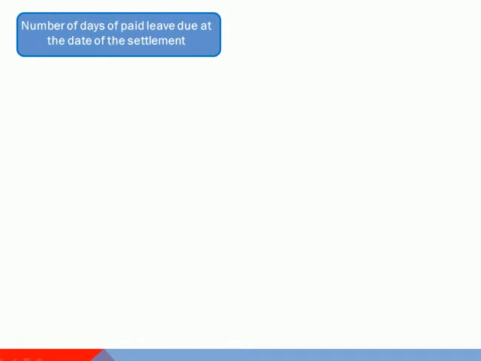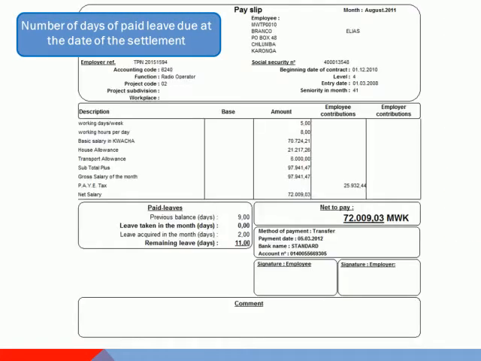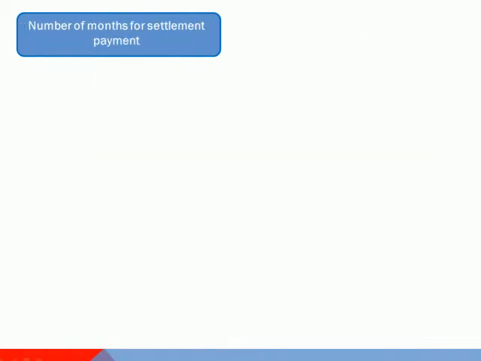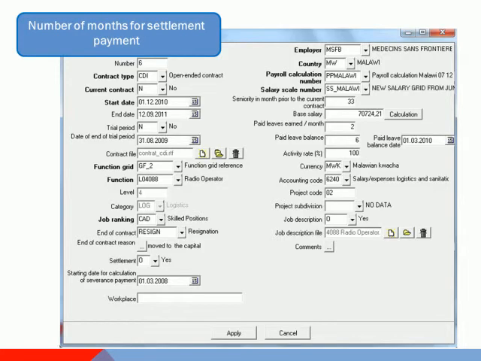Regarding the number of days of paid leave due, if they were properly registered in HOMERE, we just have to check remaining leave days in the previous payslip and add days if necessary. Regarding the number of months for settlement payment, we go into the contract slip of the employee. When we created his or her contract, we should have registered the starting date for calculation of severance payment. So from this date we can calculate the number of months for the settlement payment.